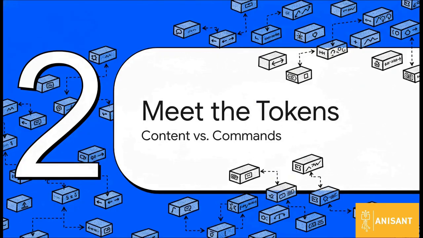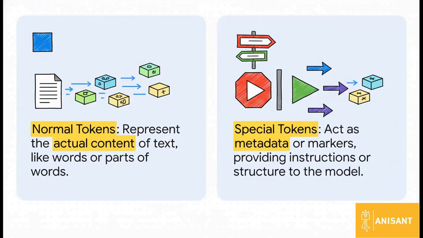But here's the catch. Not all of those Lego bricks are the same. Some are for building the model, and others are more like secret instructions for the builder. So on one hand, you have your normal tokens. These are the bricks that make up the actual content, words like explain or gravity. But on the other hand, you have special tokens. These are totally different. They're like little markers that tell the AI how to behave, things that signal the beginning of a conversation or the end of a thought. They're basically the hidden commands.